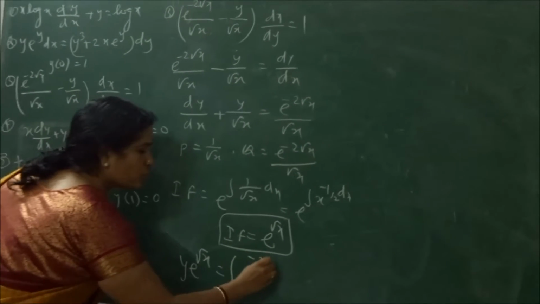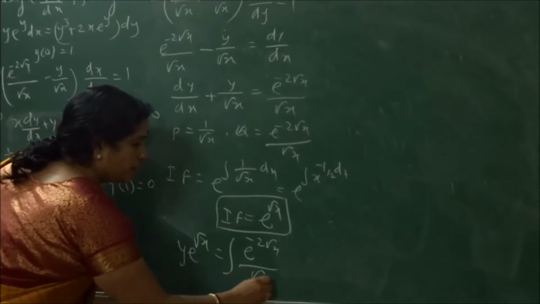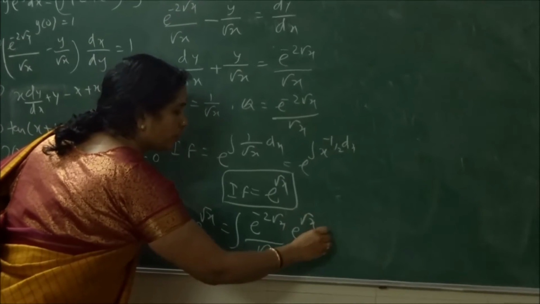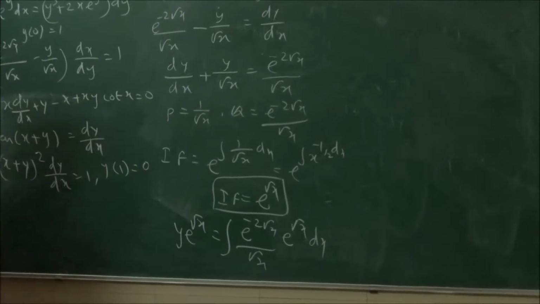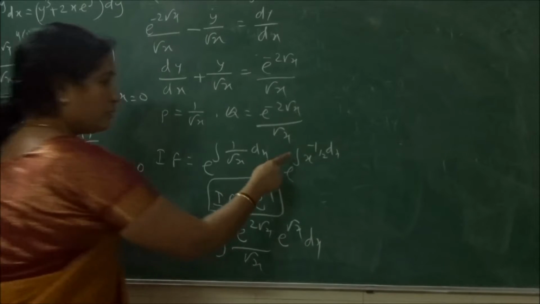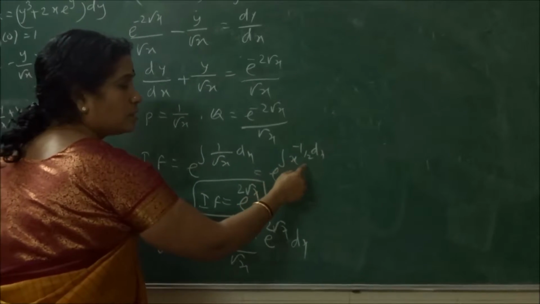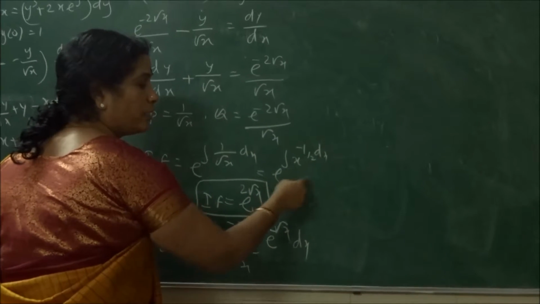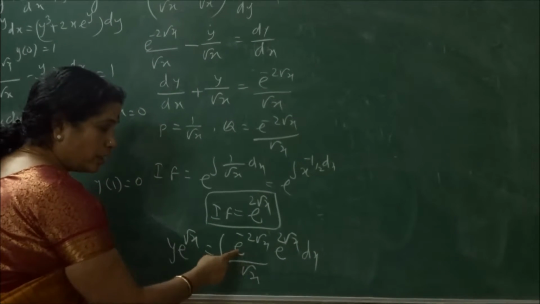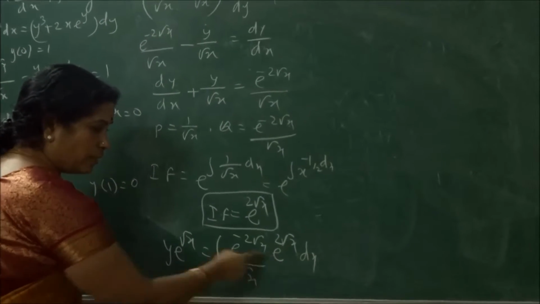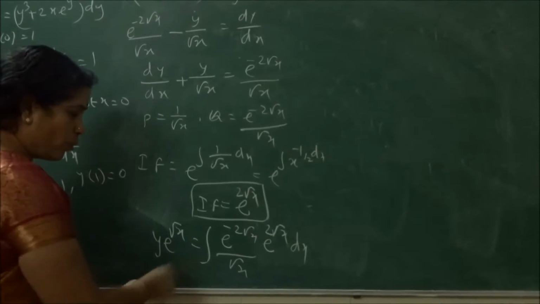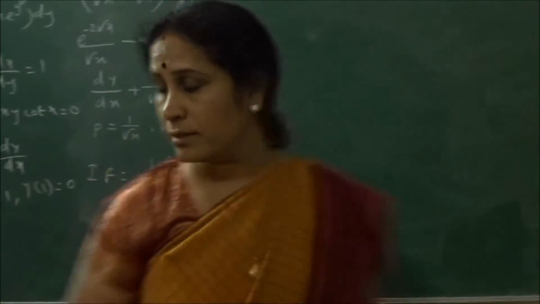e power minus 2 root x upon root x, into integrating factor e power root x, into dx. So we will get 2 root x. Am I correct? See, if you integrate x power minus half, plus 1 upon minus half plus 1, so you are getting e power. So it will be cancelled, base same, you can add the powers. So the final answer is here.